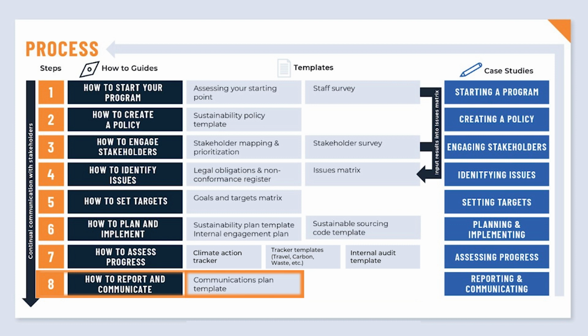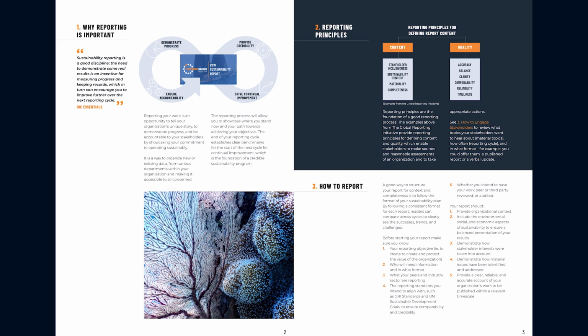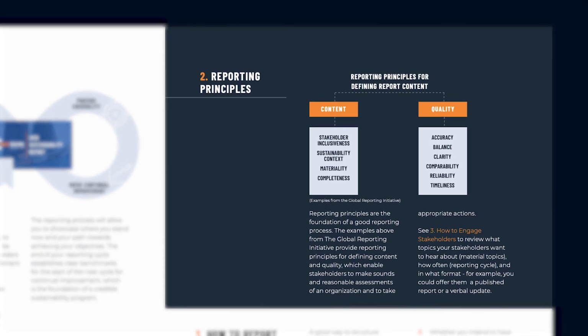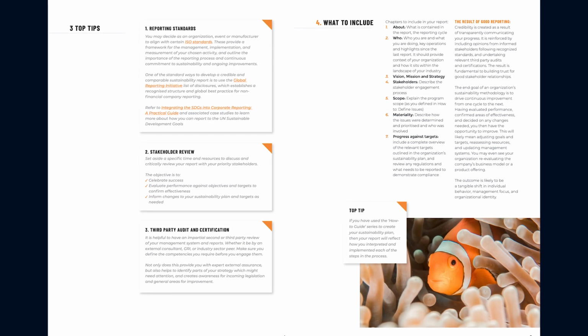The how-to guide goes deeper into the important principles and structure of what your sustainability report should look like. Here you can find out more about the importance of reporting and communicating sustainability efforts both internally and externally. It emphasizes the need to assess progress, celebrate successes, share learnings, and make necessary adjustments in order to communicate key elements of sustainability initiatives effectively. Reporting principles such as accuracy, clarity, and comparability are highlighted, along with suggestions for structure for your reports and on how to engage your stakeholders.